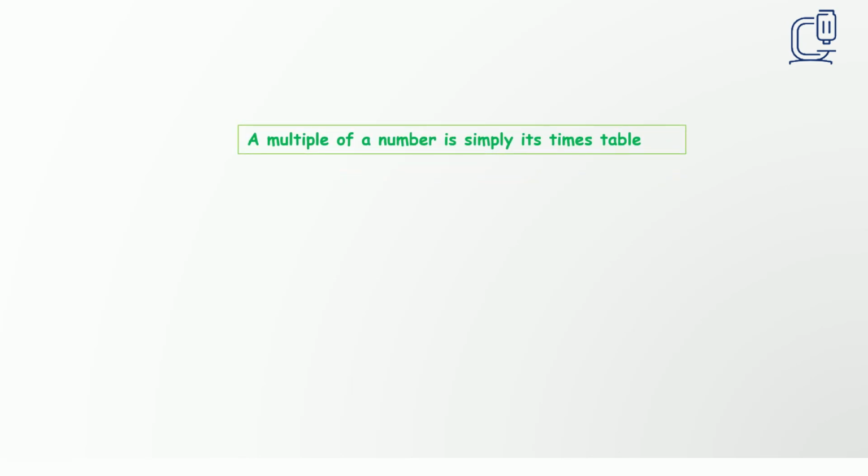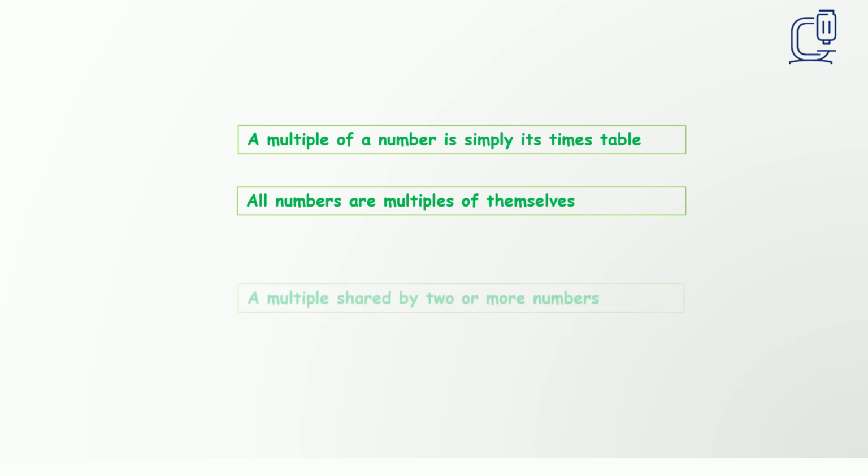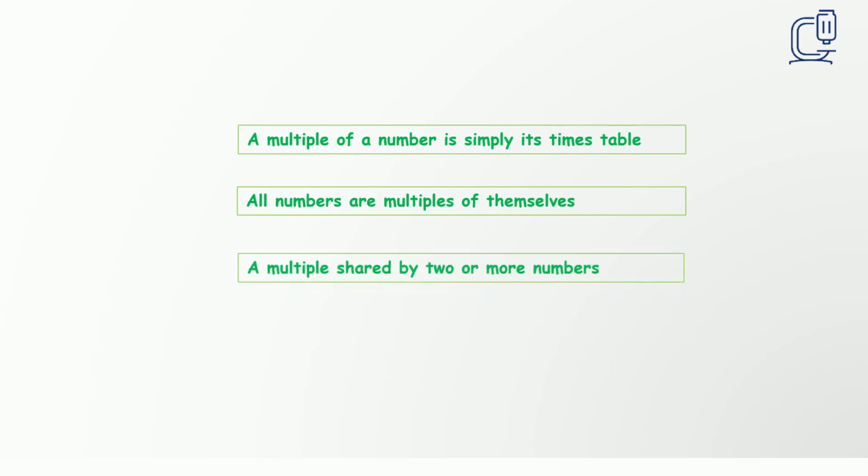In this video we have gone through multiples. We have understood that a multiple of a number is simply its times table, and that all numbers are multiples of themselves. We have also defined common multiples as a multiple shared by 2 or more numbers.